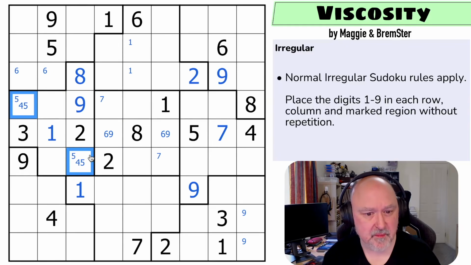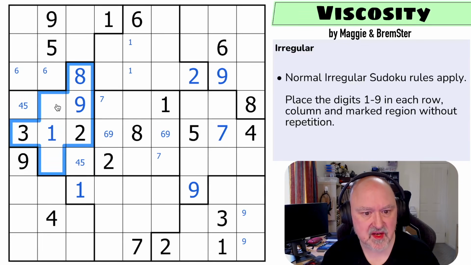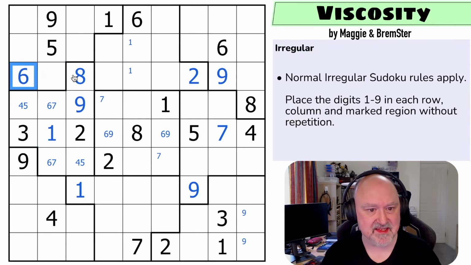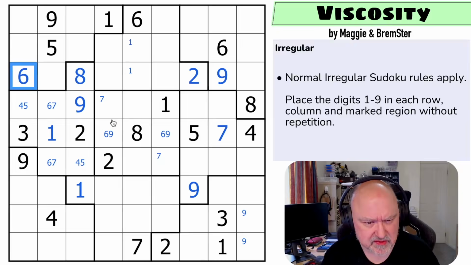Oh, this is a 4, 5 pair. Where can I put the 4 and 5 in this region? Those are all filled, and the 4, 5 means not there. So this is now a 6, 7 to complete the 6, 7, meaning that can't be the 6, and that's the 6. Ooh, Maggie did good on this one.